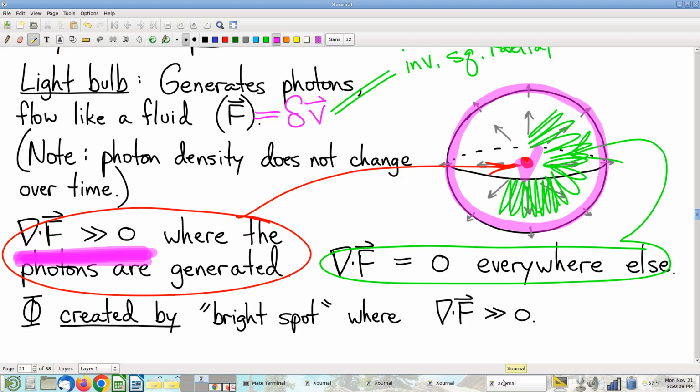So this is what I like to think of as a physical example where you can see divergence happening. The LED is the divergence. That's how hot of a hot spot that LED is. Okay, so, for your consideration.